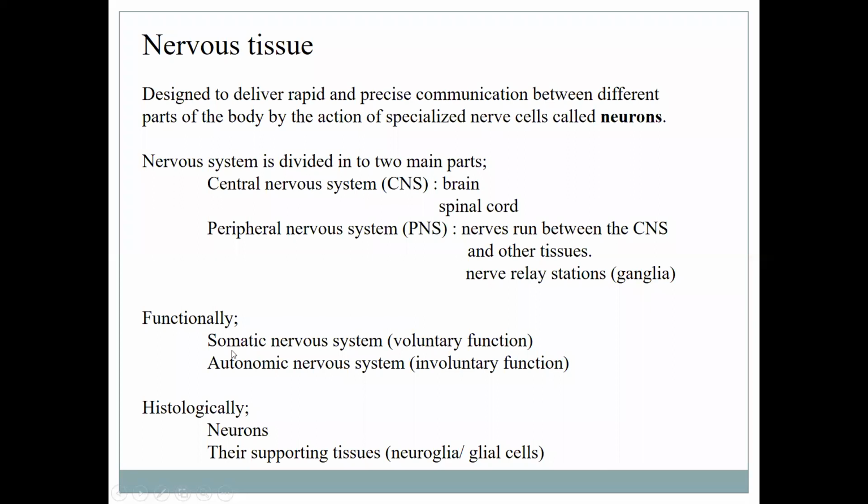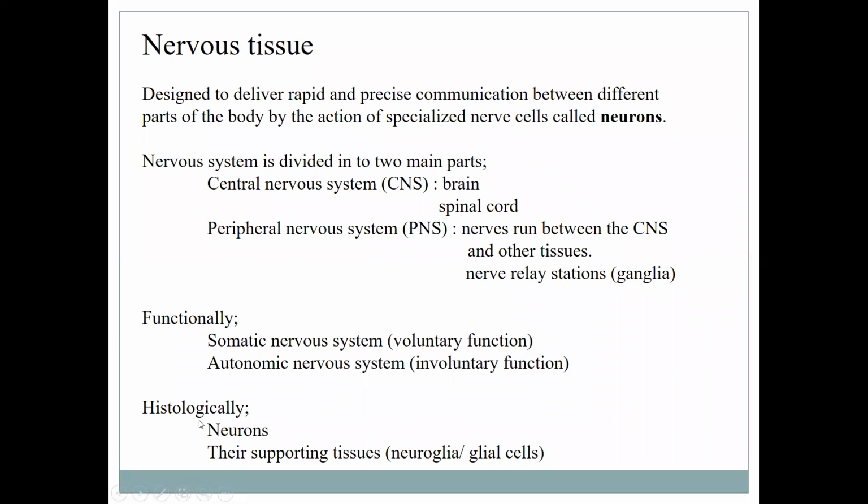Functionally, we can divide the nervous system as the somatic nervous system, which is responsible for the voluntary function in the body, and the autonomic nervous system, which is responsible for the involuntary function.